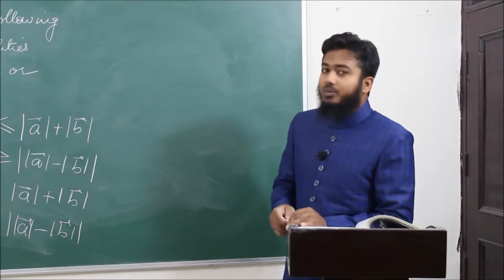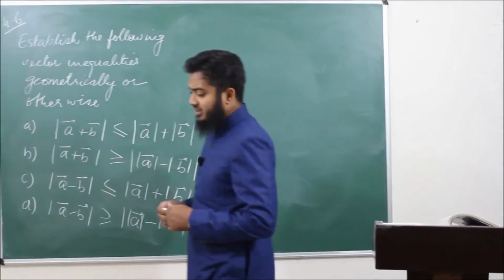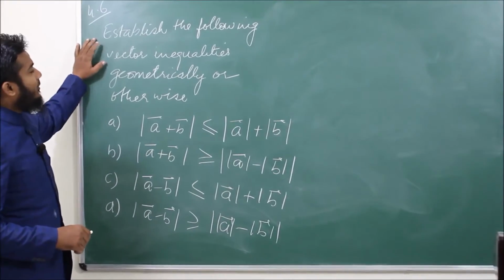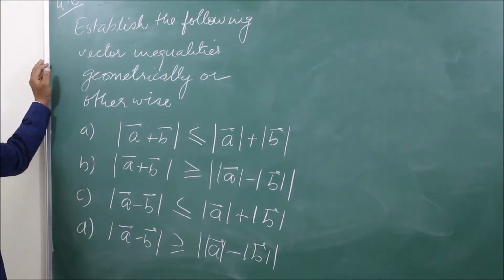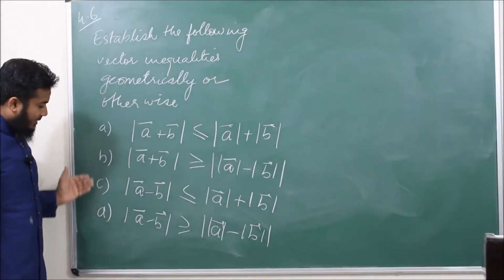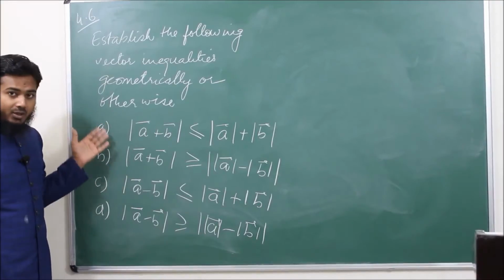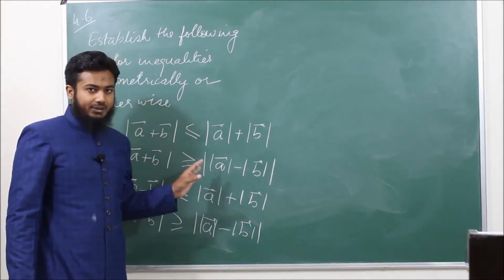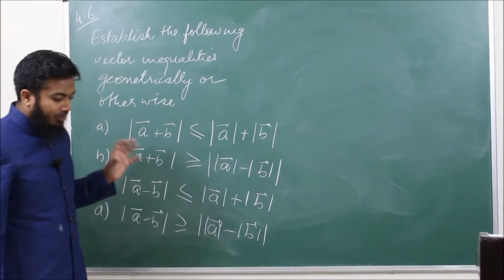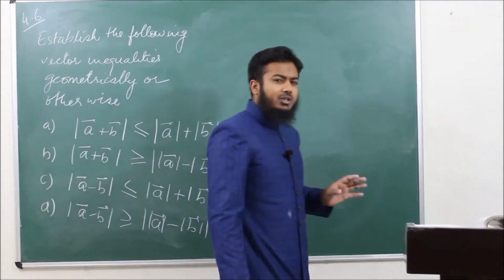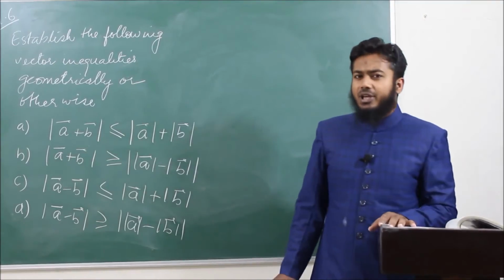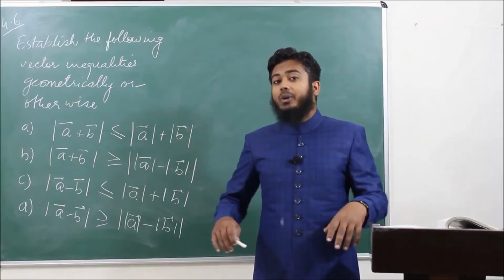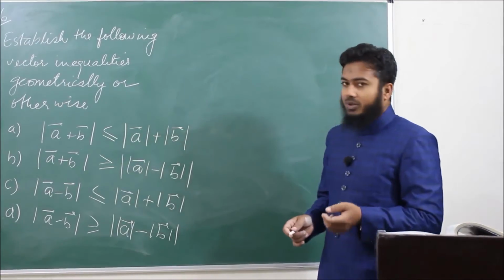Now, okay, so the next problem is 4.6, the 6th problem, and it says establish the following vector inequalities geometrically or otherwise. Here you can see there are some inequalities, and we have to understand them geometrically. We have to comprehend it geometrically. These questions are very basic. It will check your understanding about vectors, most importantly the geometrical understanding about vectors.